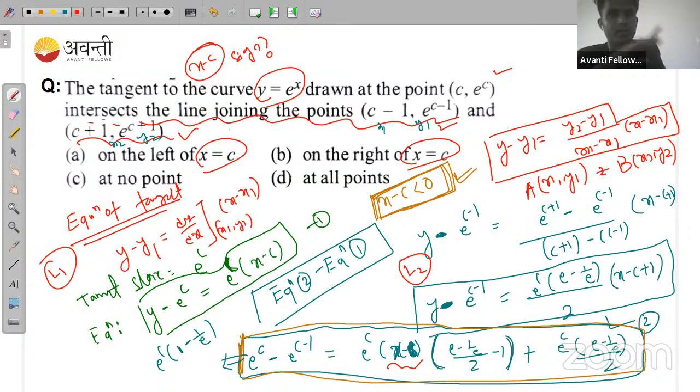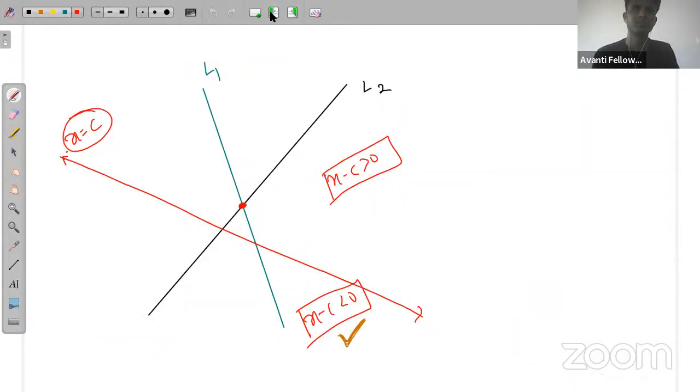Okay, now whatever we did, we actually found the equation of the tangent and the equation of the line joining the two points, and then we solved it and checked the sign of x minus c, and it is coming out negative. That means it will lie on the left. Basically x is equal to 3 should actually be a vertical line, a constant, but here I drew the diagram like this. I hope this is clear, or if anyone had a problem.